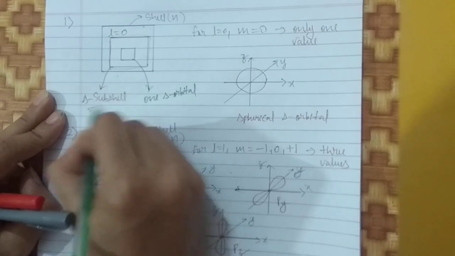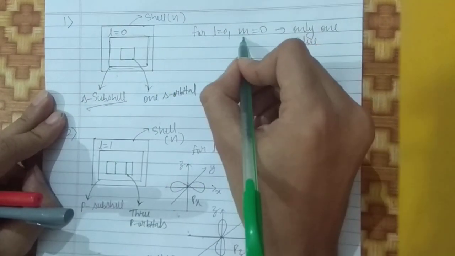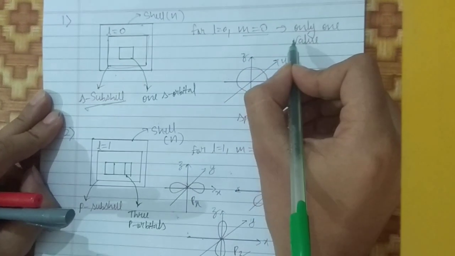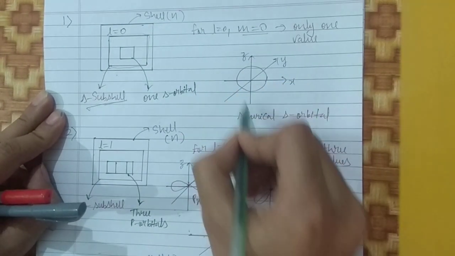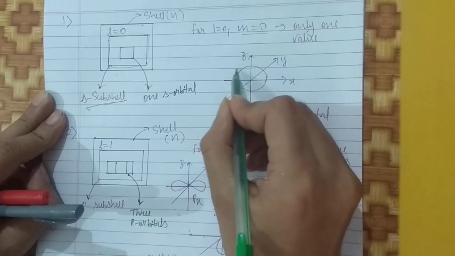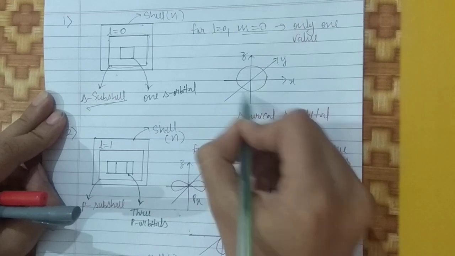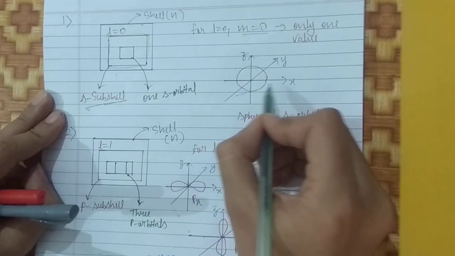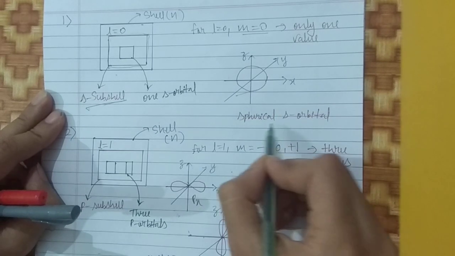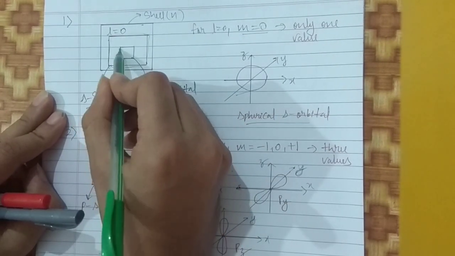That's why it's an s subshell. And for l equal to 0, there is only one value of m, which is 0, as I have discussed previously. That's why there is only one possible orientation of the s orbital in space. As you can see, it is spherical and symmetrical, so it's similar in all directions in space. Therefore, there is only one s orbital in a subshell.